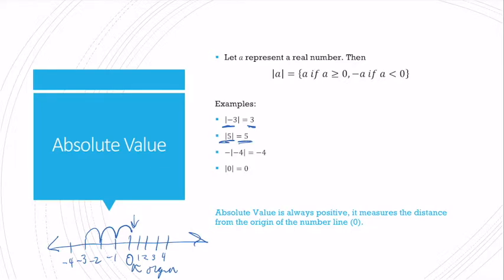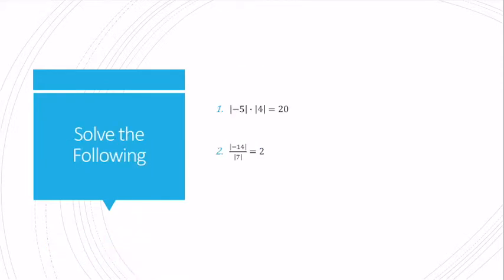It's also important to know that we treat the absolute value bars like parentheses, so I need to simplify what's inside there first. So the absolute value of negative 4 is 4, and I've got a negative on the outside that I have to apply, so it's negative 4. And the absolute value of 0 is 0. Note that the absolute value is always positive unless it's got one of these sneaky little negatives hanging out on the outside. So let's go ahead and solve the following.